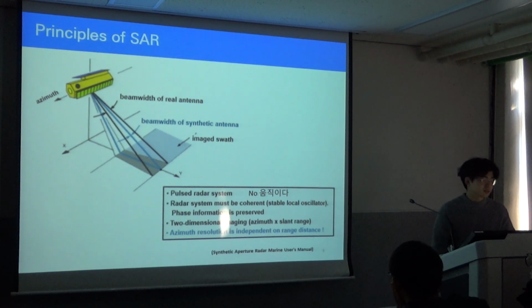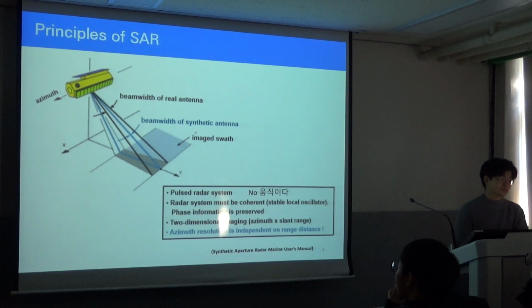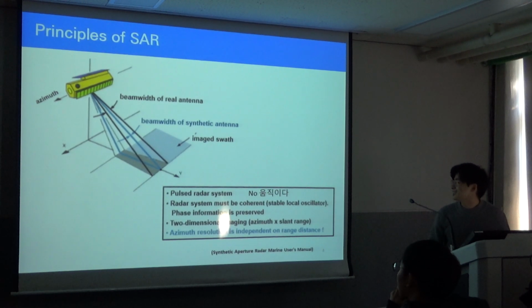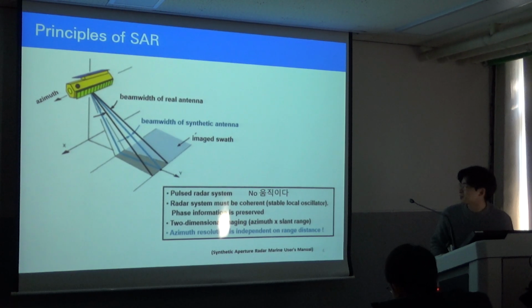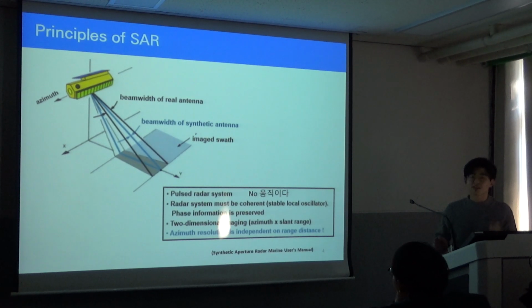SAR, synthetic aperture radar, is defined as follows: the satellite itself illuminates with microwaves, and then the sensor receives the backscatter signal. First is the radar system, and the radar system must be coherent. There must be no movement. Phase information is preserved. And the third one is two dimensions.